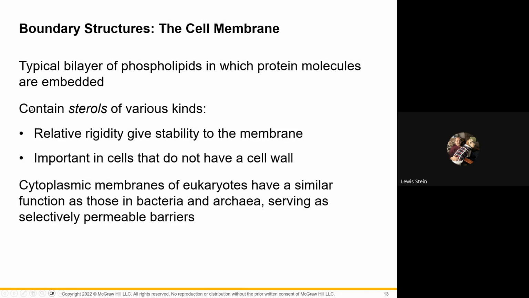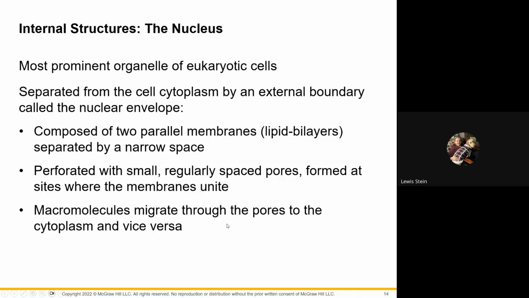So moving on. Sterols of various kinds give relative rigidity to the membrane. Animal cells do not have a cell wall, but fungi that have a cell wall, it's so important. Okay, similar function to those of bacteria, serving as selectively permeable. It's still selectively permeable.